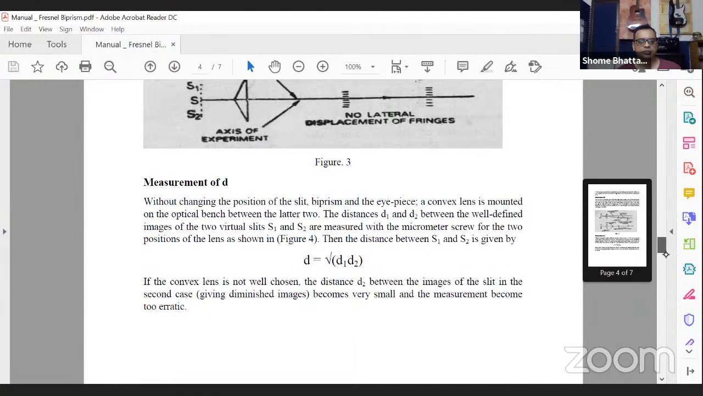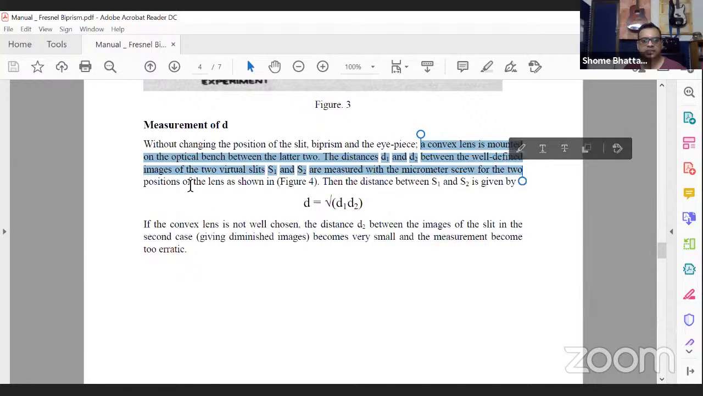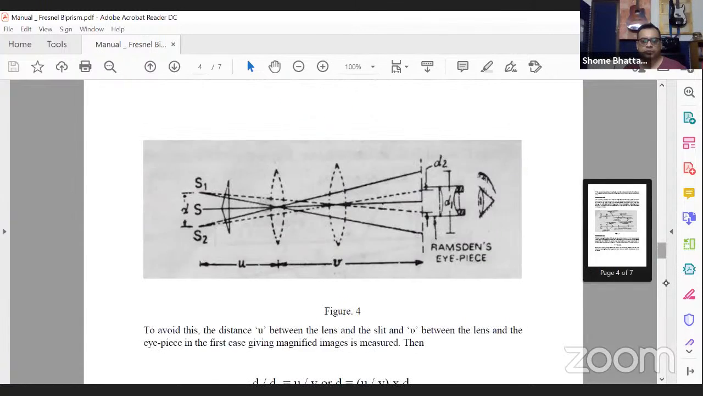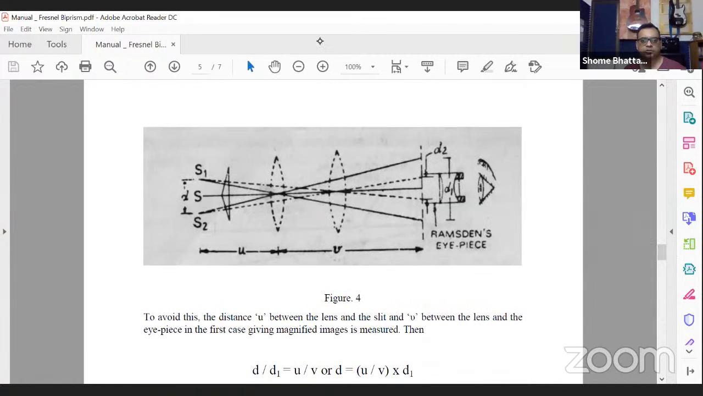Now let's come to the measurement of small d. In the original experiment, small d doesn't come from that formula of 2 times a into mu minus 1 into that thing. It comes from actual measurement. So what we do is, without changing the position of the slit, the biprism and the eyepiece, a convex lens is mounted on the optical bench. I'll show you the diagram also. The distances d1 and d2 of the two well-defined images of the two slits are measured with a micrometer screw. So what we do here is this: you keep the slit in its place.